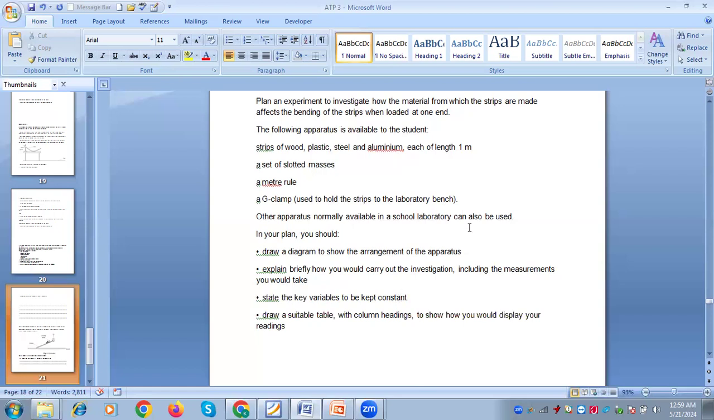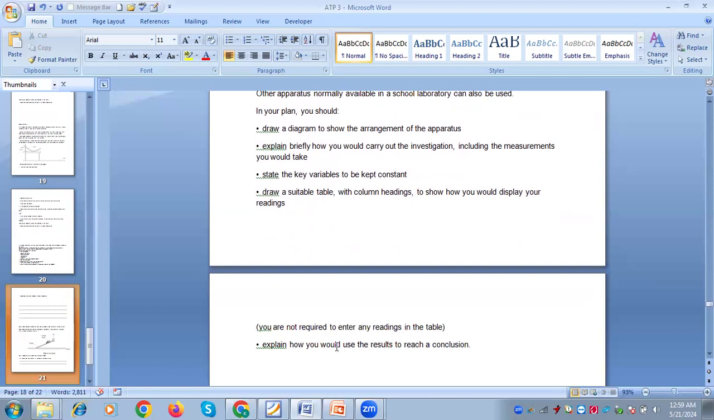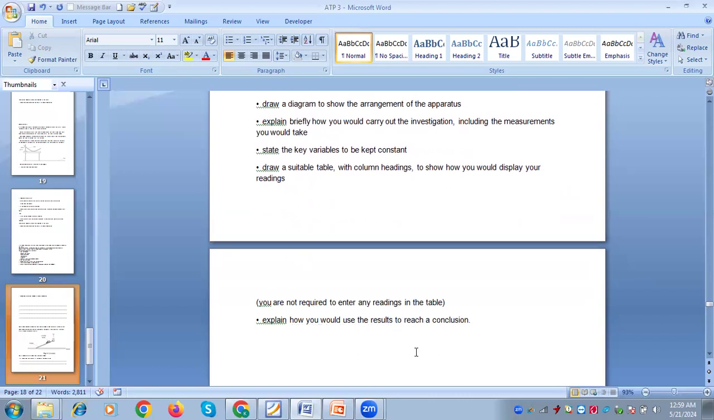So here, after reading out the whole question, I will write the suitable table and column headings you would use. You are not required to enter the readings, since the experiment is not actually performed, so you don't have any readings to enter, but you may expect what to write, what readings you will take. And explain how you would use the result to reach a conclusion, whether one quantity affects the other or not.